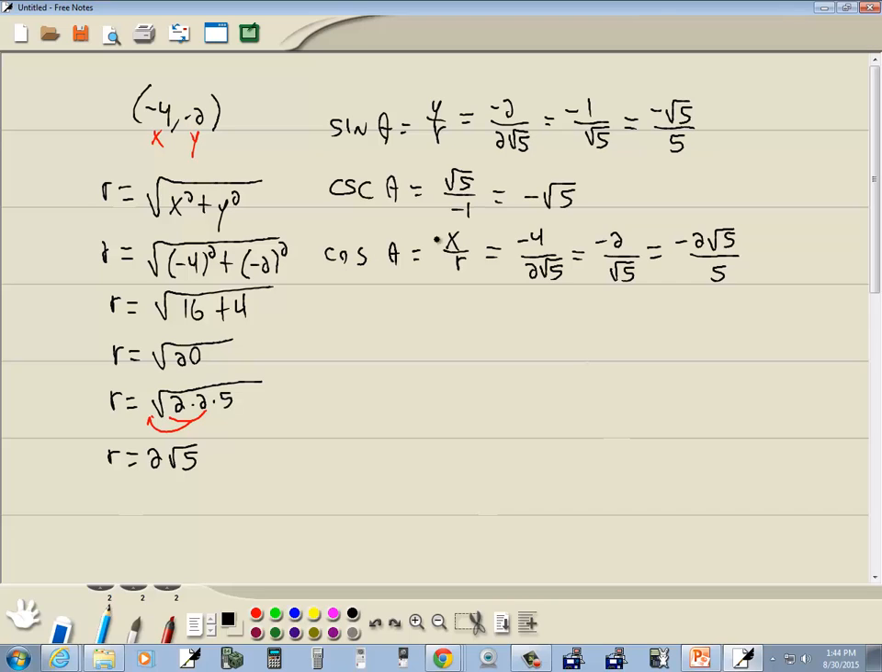Cosine is x over r. Now secant is cosine flipped. And I'll pick the appropriate place. I'll pick right here. So we'll have the square root of 5 over -2, or -square root of 5 over 2.